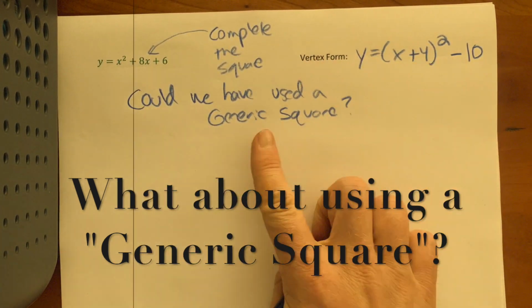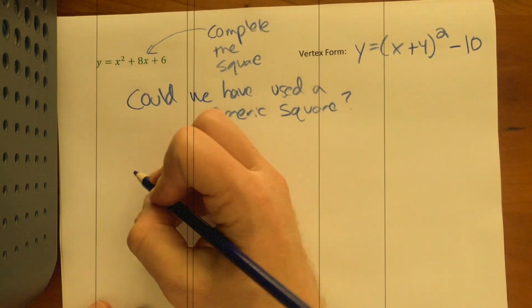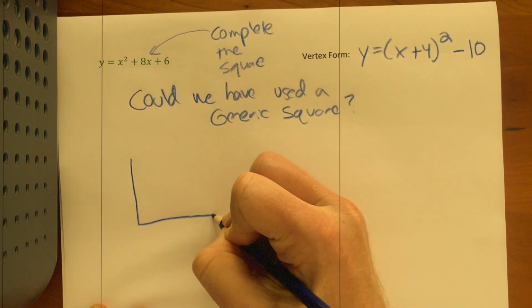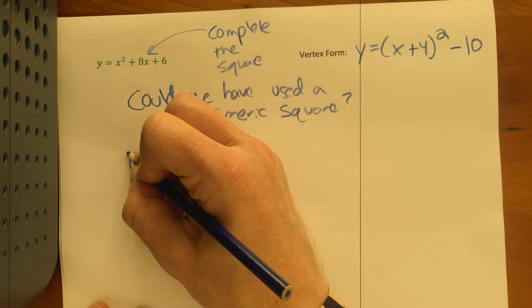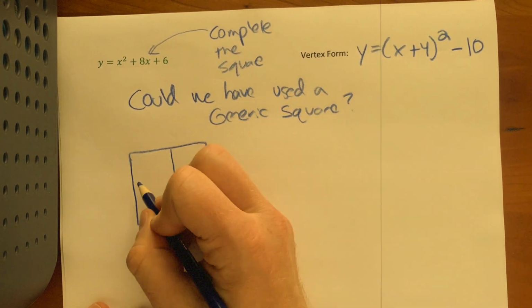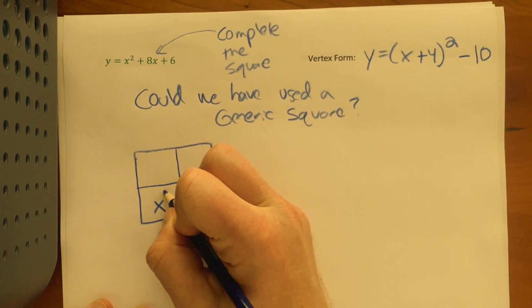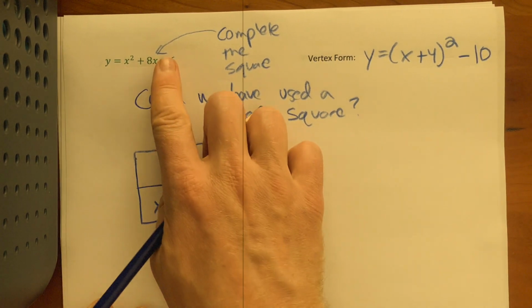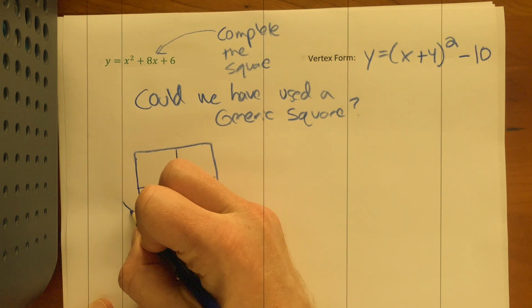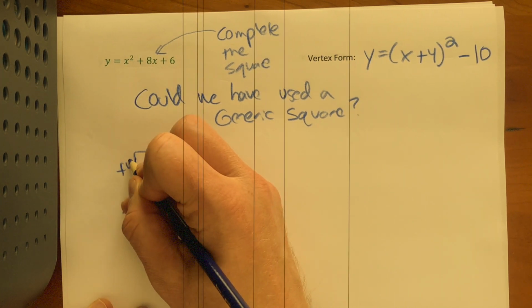But could we do that faster? Did we need to use tiles? Or could we use our old friend, a generic rectangle? Or as we can call it now, a generic square? Split the middle term instead of 8 x's. We're looking for 4 x's.